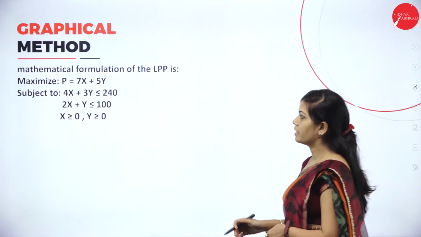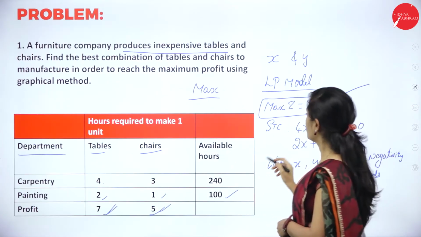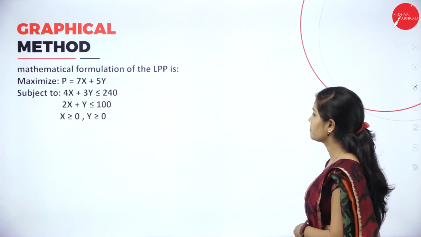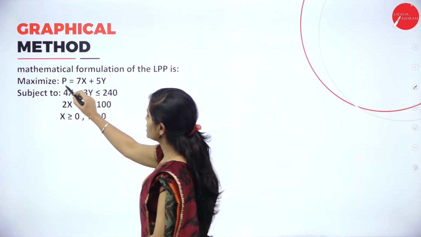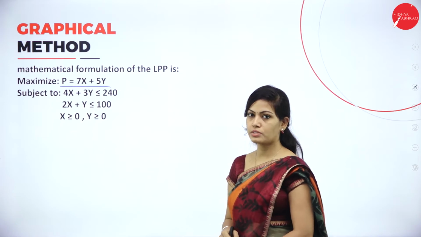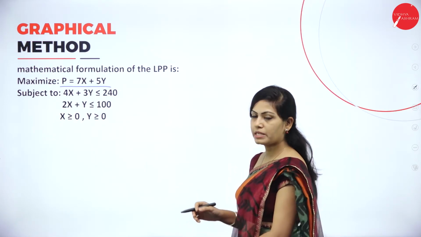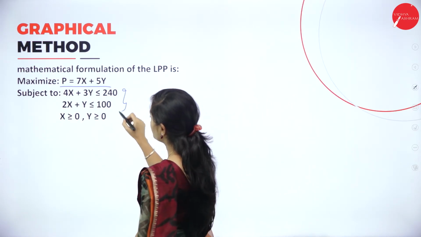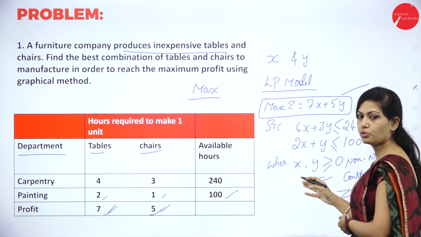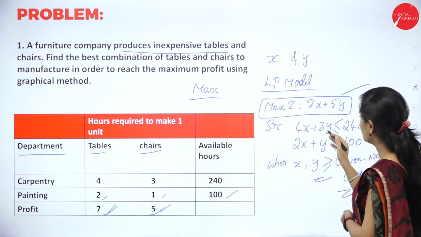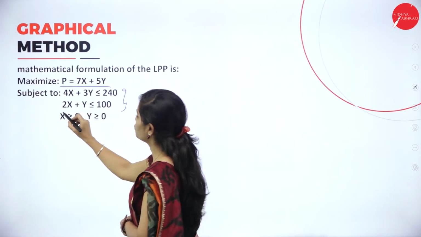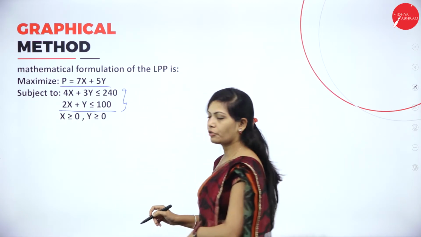Let's understand with an example. Here, maximize Max Z equals 7x plus 5y, where P is the profit, or you can take Max Z also. P equals 7x plus 5y, and we have two constraints. It is the same question and the same LPP that I am using to construct the graphical method. Here we have two constraints: 4x plus 3y less than or equal to 240, and 2x plus y less than or equal to 100.